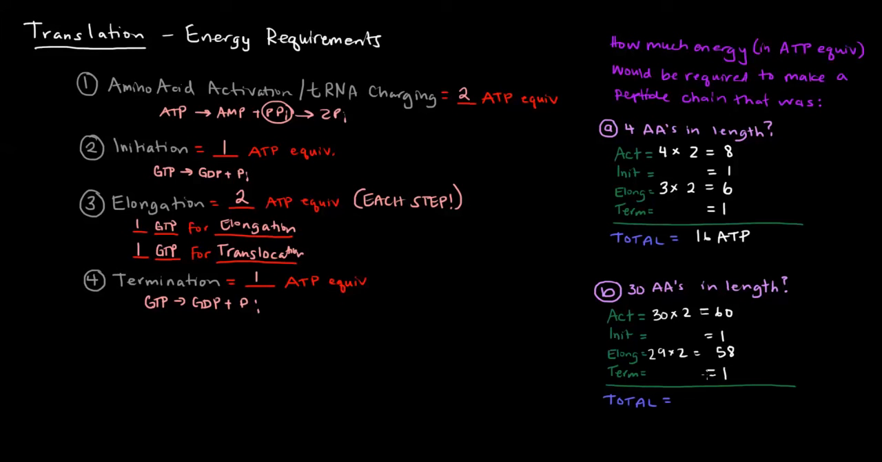So then if we add all this up to get the total, we get 120 ATP. So that's how much energy it would cost to make a peptide chain that was 30 amino acids in length. Hope that video was helpful.